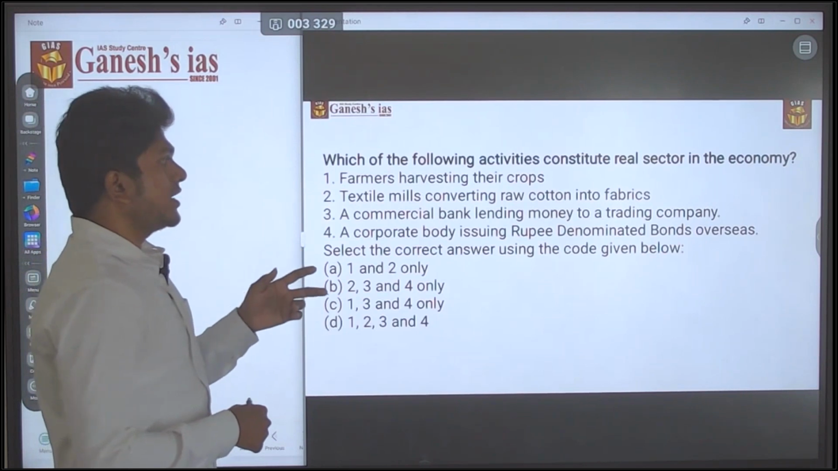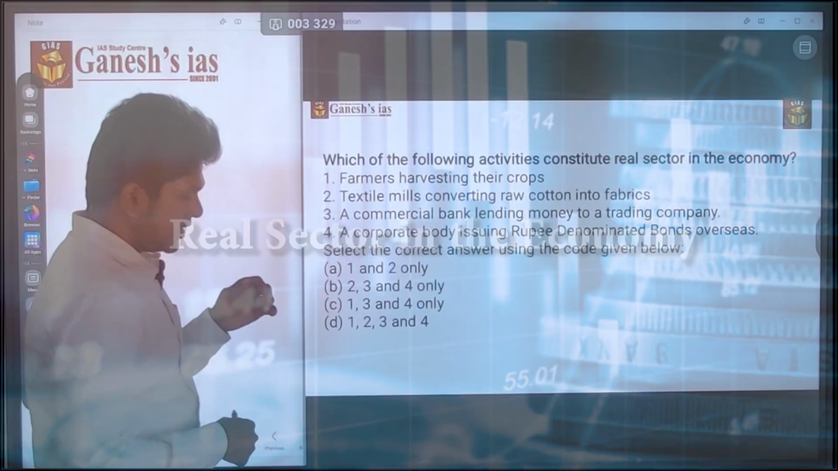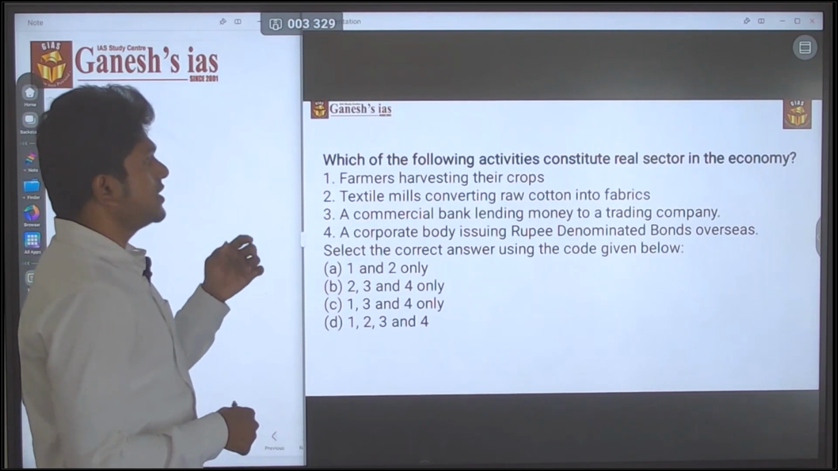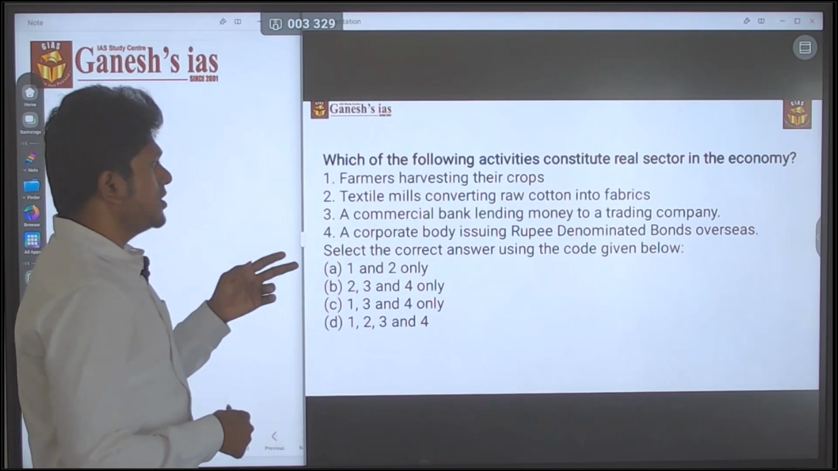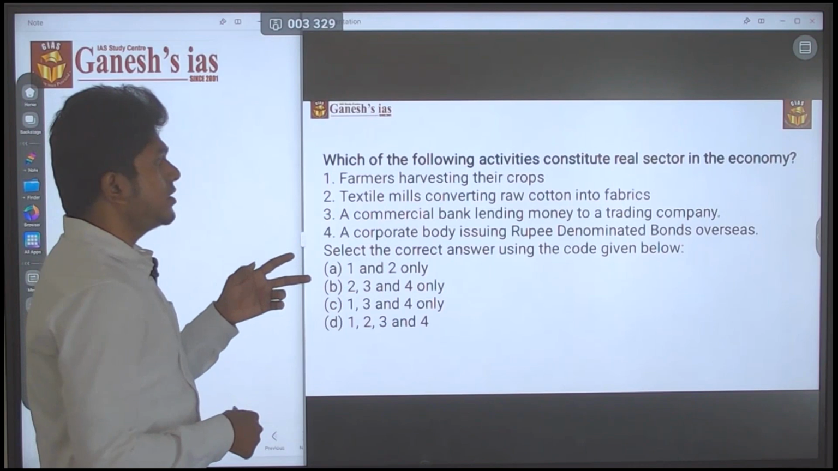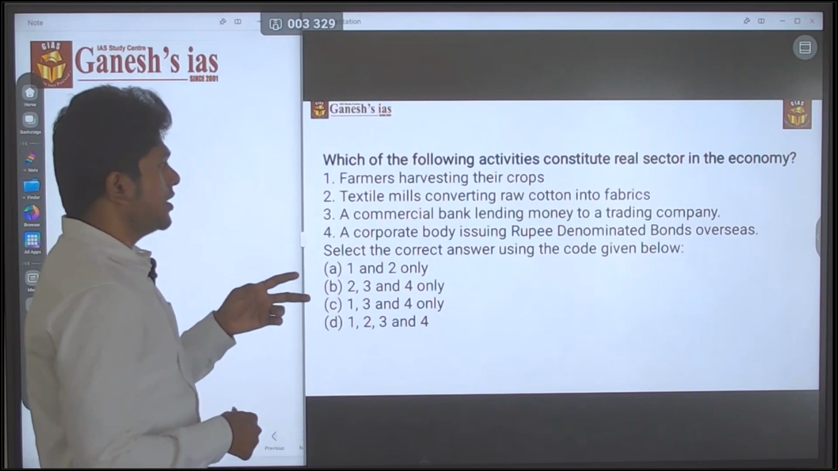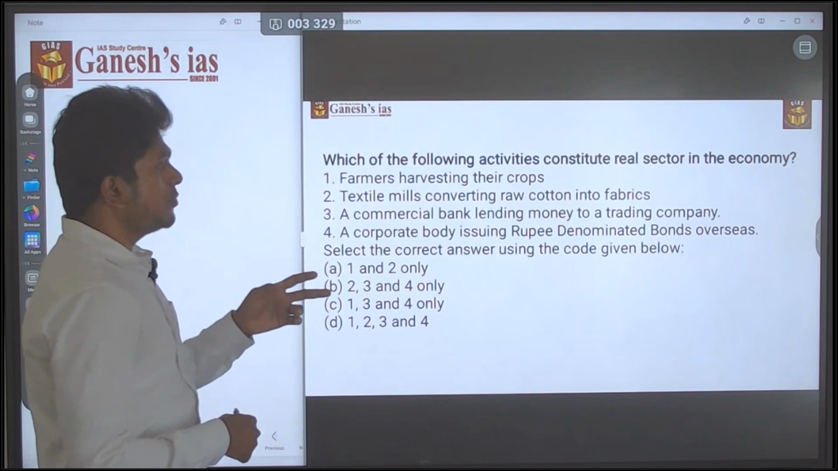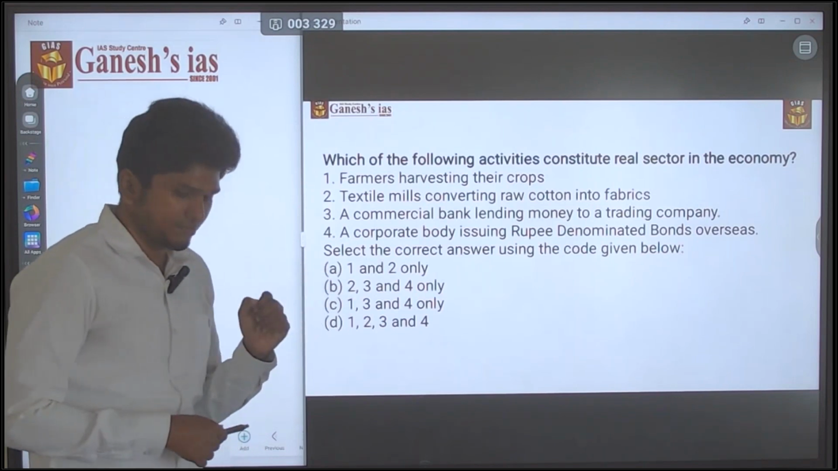Which of the following activities constitute the real sector in the economy? Statement 1, farmer harvesting their crops. Second, textile mills converting the raw cotton into fabrics. Third, a commercial bank lending money to a trading company. Fourth, a corporate body issuing a rupee denominated bond overseas. Select the correct answer.